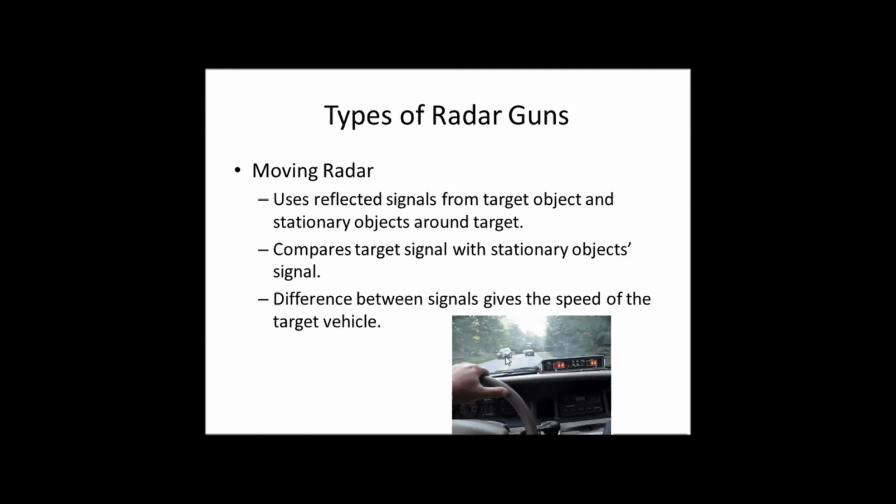It uses the return signals from the cars, basically, to measure how fast they're going based on the objects around them. This is more advanced and is usually mounted on airplanes, police vehicles, and aboard naval vessels. The difference between these vehicles is the size of the antenna available, thus showing more accuracy.